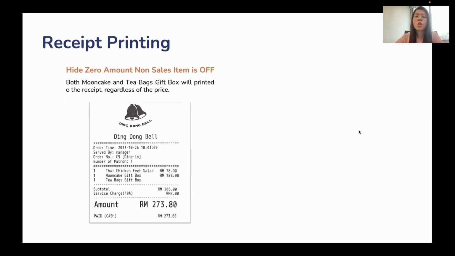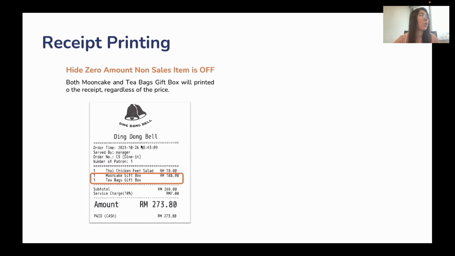Besides the order ticket, we can also make changes to our receipt printing. A normal receipt will show all the items that you order, regardless of whether it is a paid or free item, or a regular or non-sales item. But if you want to hide all these free non-sales items, just like how some restaurants want to hide the zero amount modifier, we can also do so.